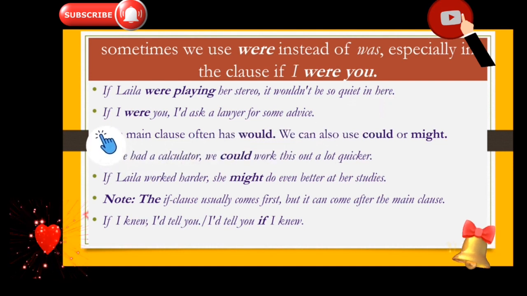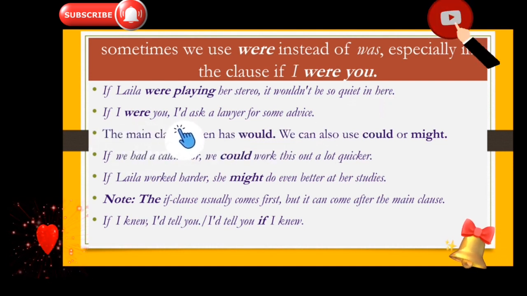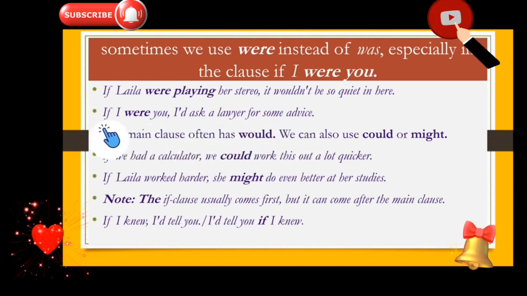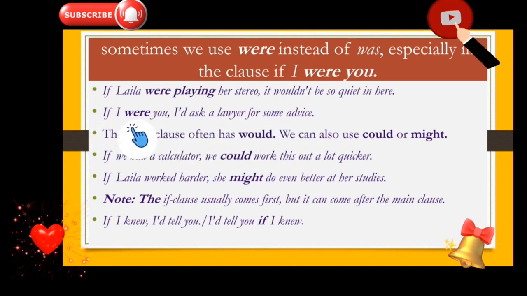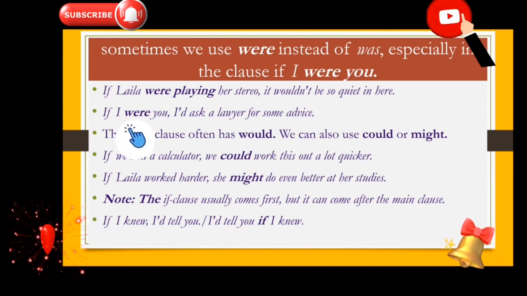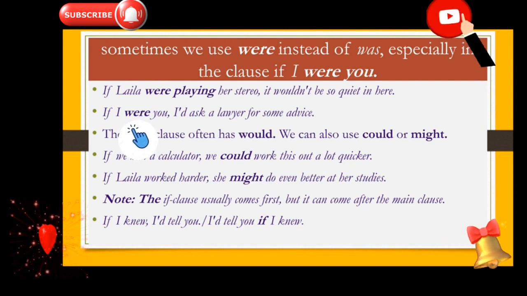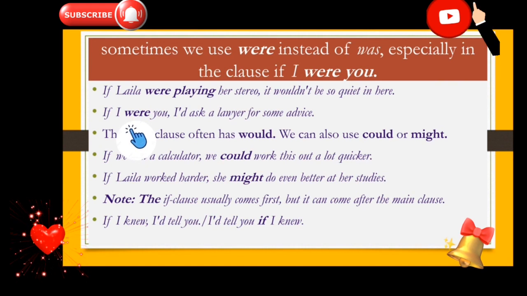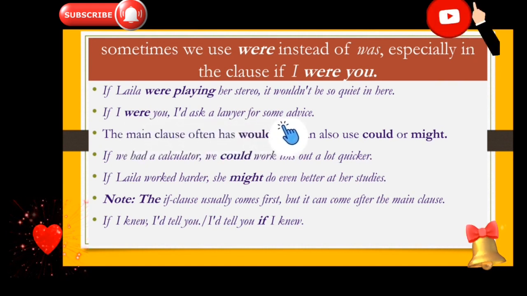Second example: if I were you, I would ask a lawyer for some advice. You can see here that it is if I were you, not if I was you, because I'm just imagining a situation. I'm just making an unreal situation because something is not true in the present time. So if I were you, I would ask a lawyer for some advice.